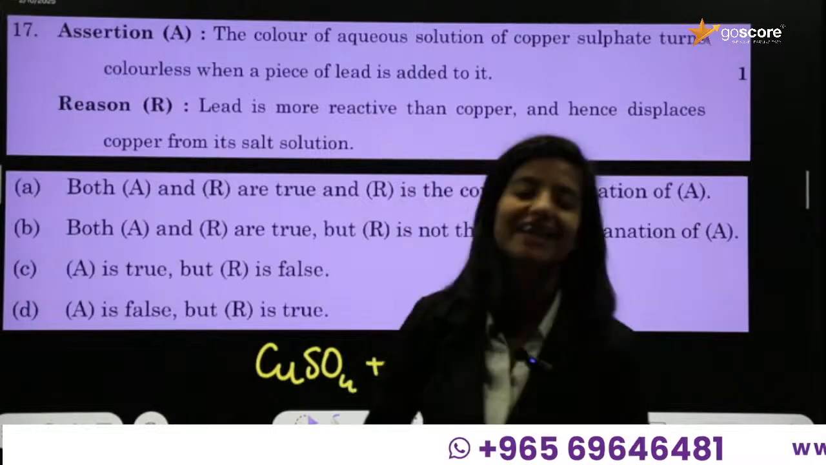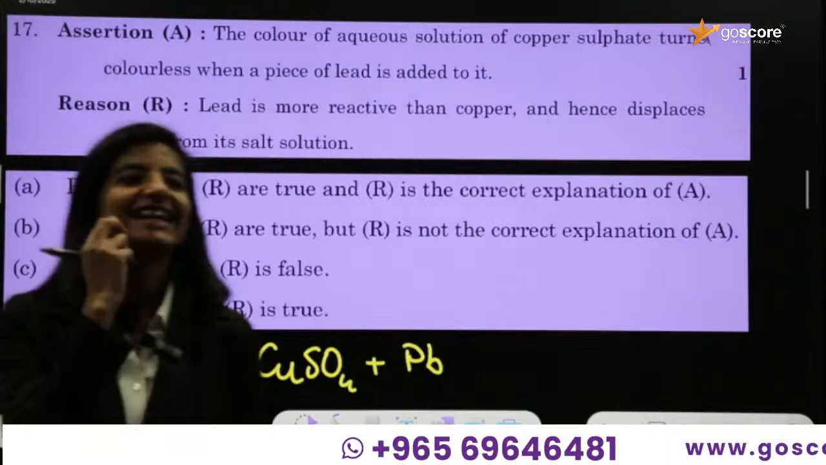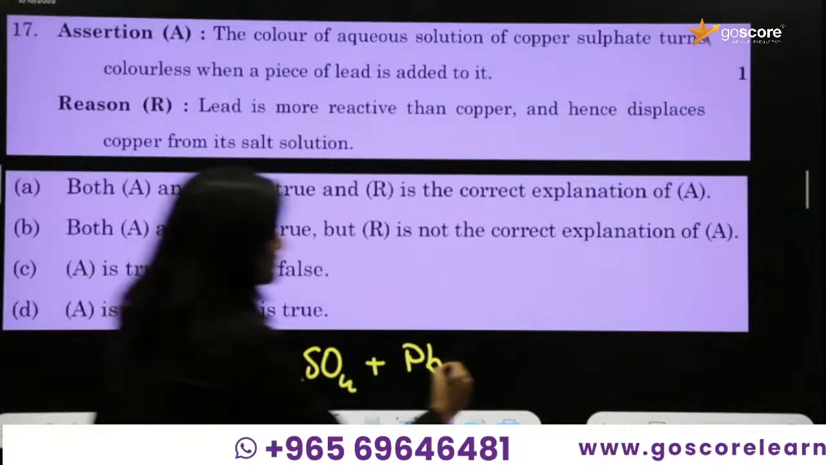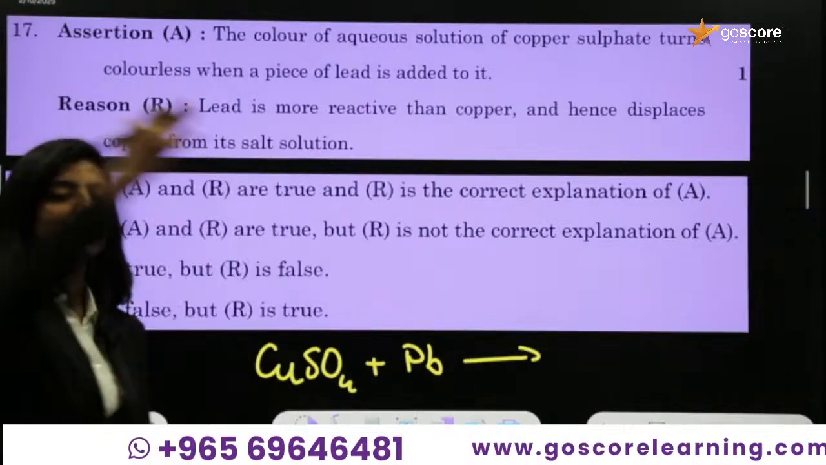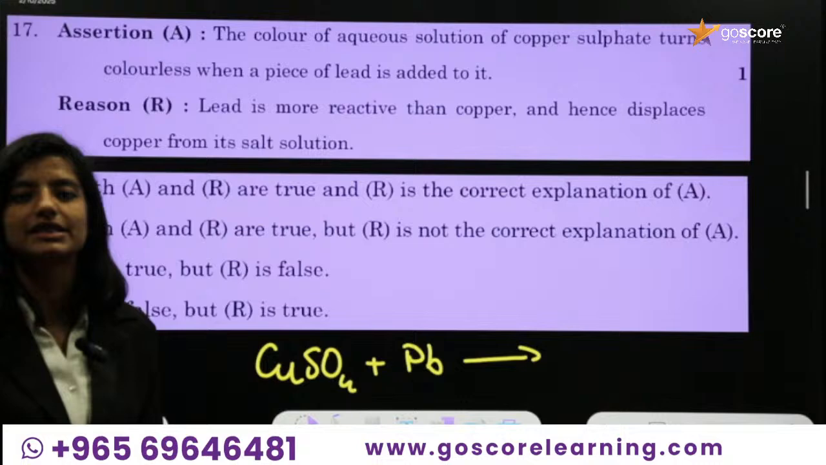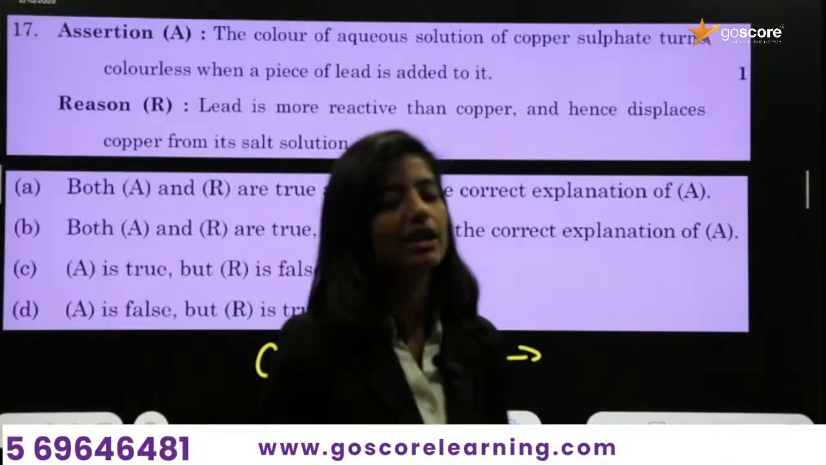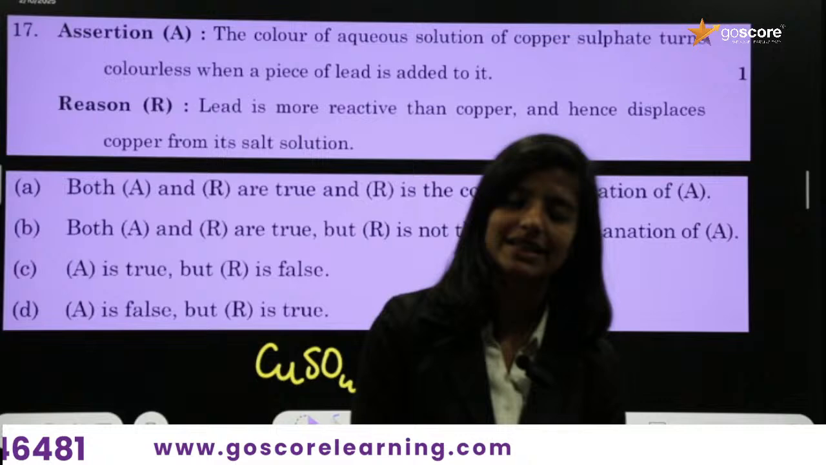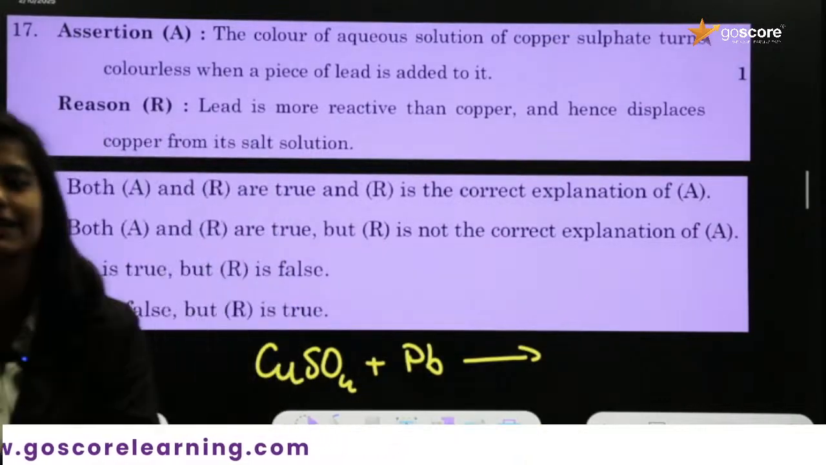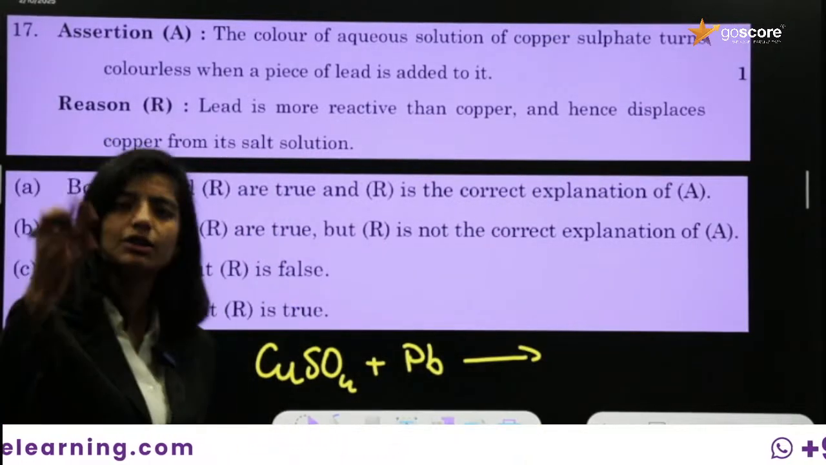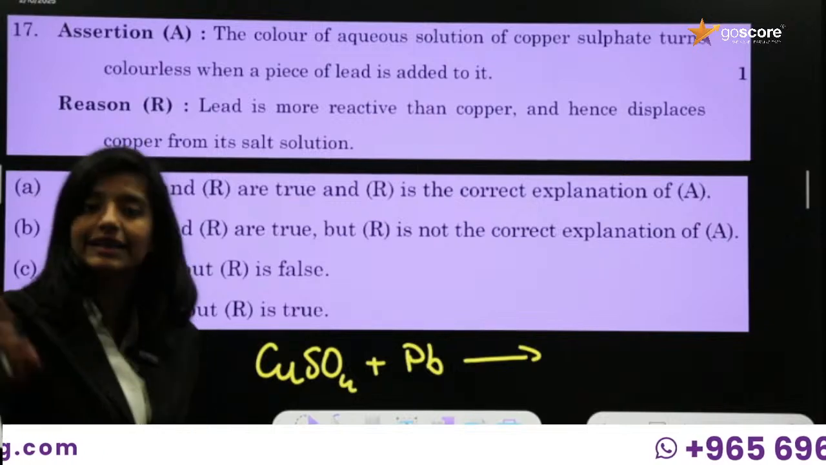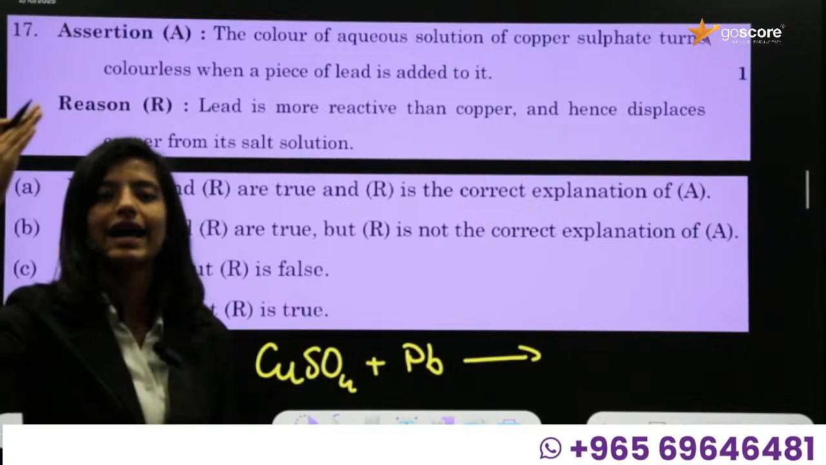Okay, so definitely it's a displacement reaction, where Pb is more reactive than the copper. I hope everyone knows the reactivity series, correct? Do everyone remember the reactivity series? Of course, those who remember can easily note this, where the Pb is more reactive than the copper.